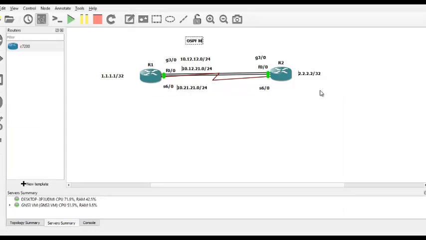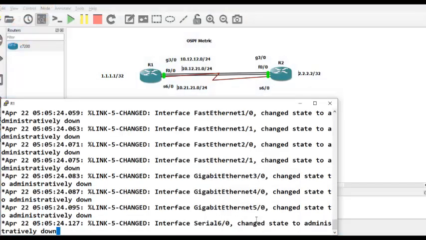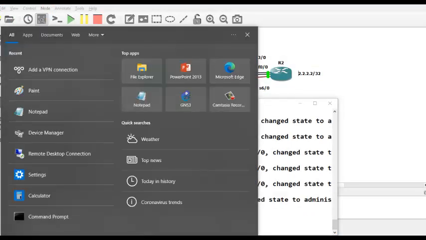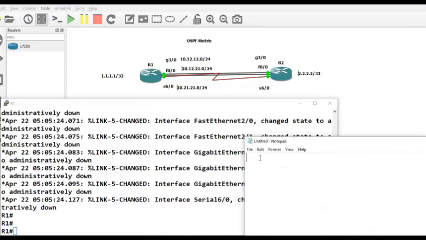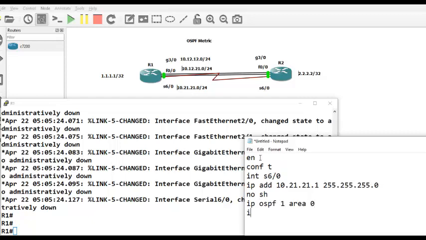OSPF metric is enough. Now we got these two consoles ready. Let's quickly configure the basic thing using Notepad. Enable, config t, interface serial 6/0, IP address 10.21.21.1 255.255.255.0, no shut, IP OSPF 1 area 0.